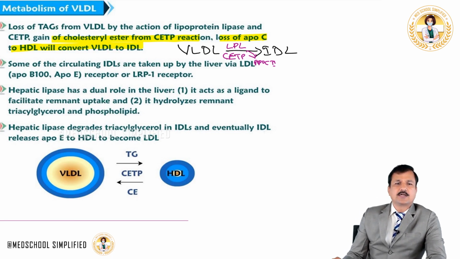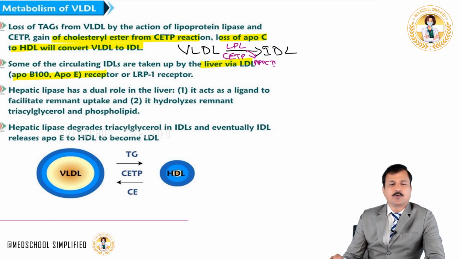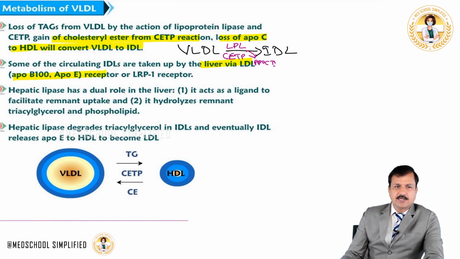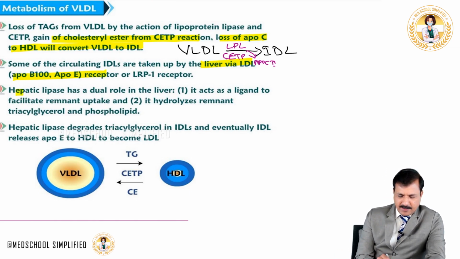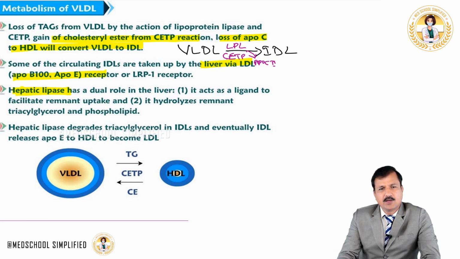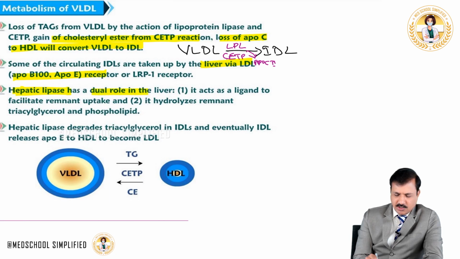Remember that. And some of the circulating IDLs are taken up by the liver by the Apo E receptor, that is the LRP1 receptor, or the Apo B-100 receptor. There is also an enzyme called hepatic lipase, which is attached over the hepatocyte membrane. Whenever IDL goes near this hepatic lipase over the hepatocyte, this hepatic lipase has a dual role in the liver.